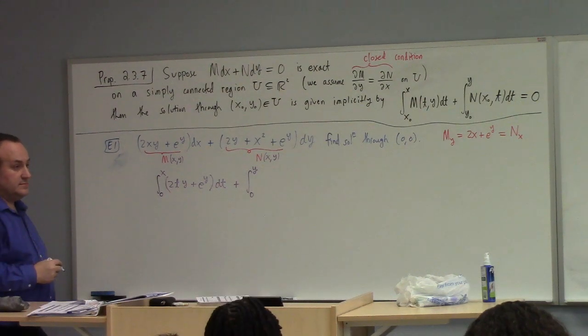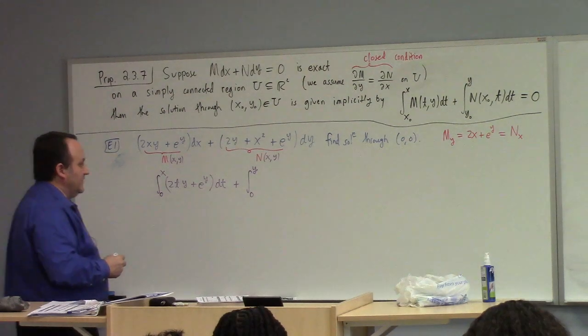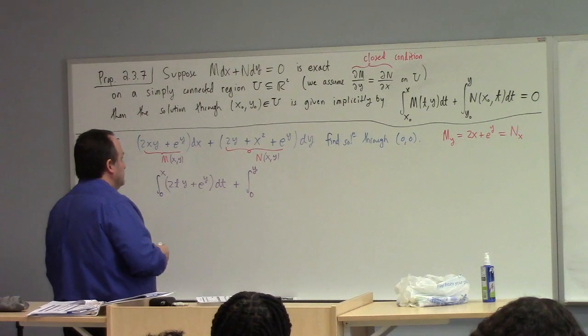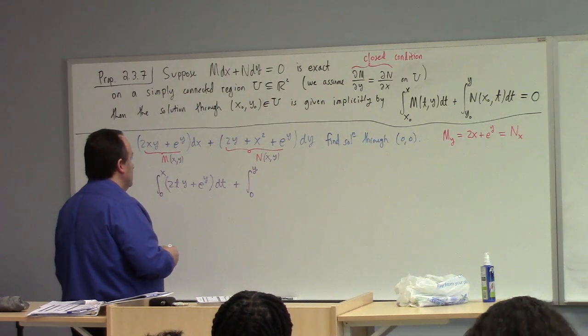I could be wrong, but aren't these not equal to each other? No, they're equal. So next one here. What? But the e to the y, if you take the partial derivative with respect to x of N, isn't it e to the y? Oh man.